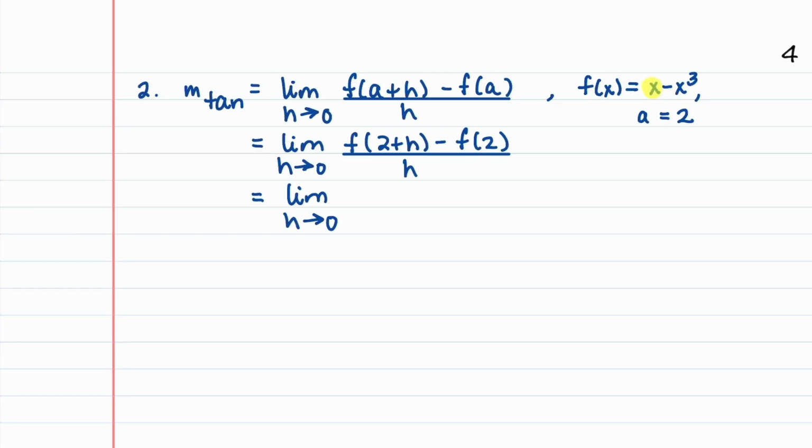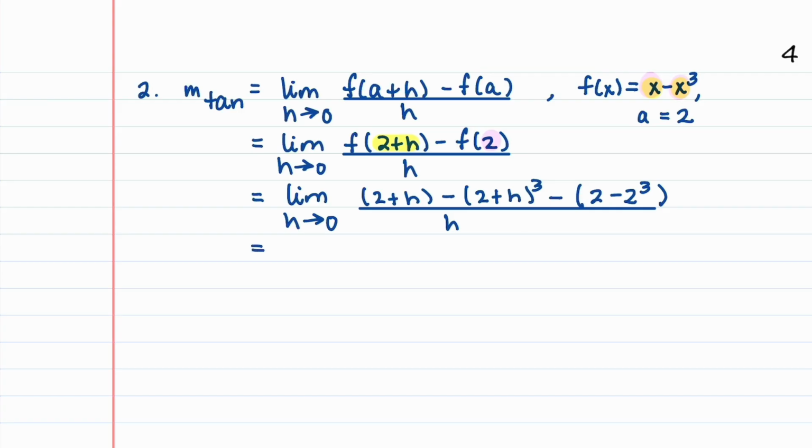Now we're going to find f of 2 plus h. Wherever we have an x, we are going to plug in 2 plus h. This gives us 2 plus h minus 2 plus h quantity cubed minus, now wherever we have an x, we're going to plug in 2. So this is 2 minus 2 cubed. And then all of this is divided by h.